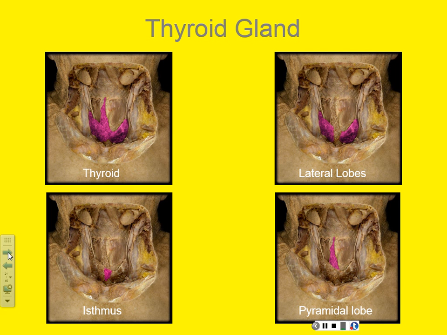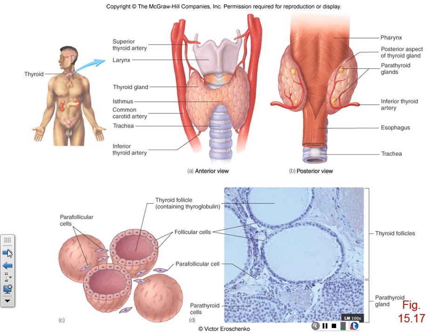Okay, so there's the thyroid again with the lateral lobe, the pyramidal lobe, which looks like a pyramid, and then the isthmus, which is connected, and then the lobe. So you can just talk about it. So see what I was saying?